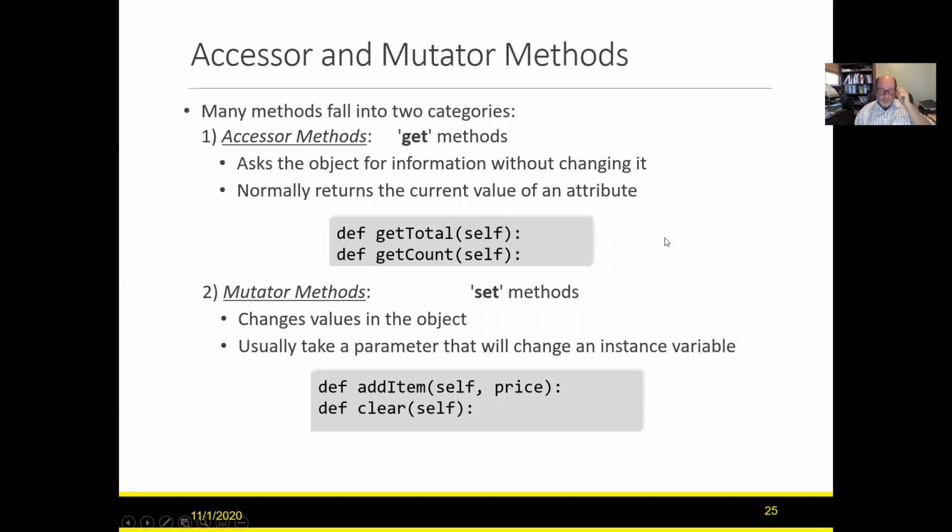So again, we have two types of methods, accessors and mutators. Accessors are the ones that we can call getters and setters. So we can name them like that. We can say get or set.